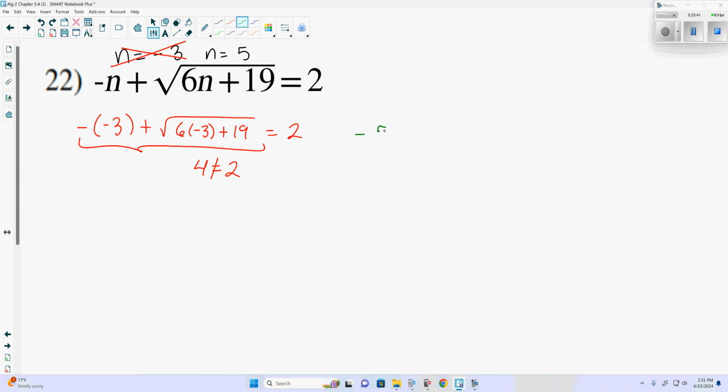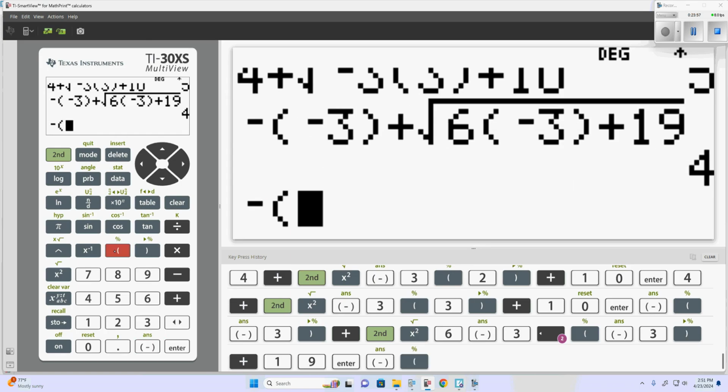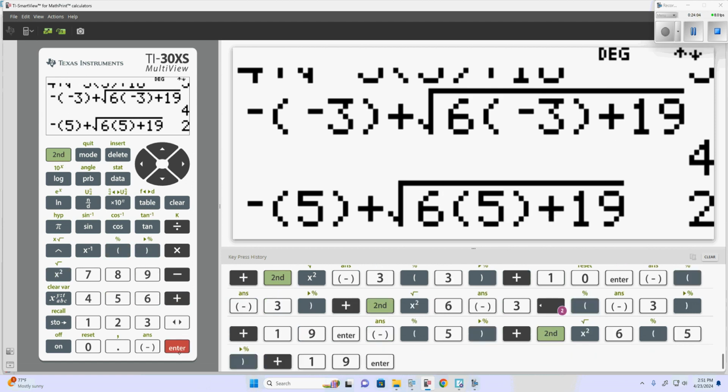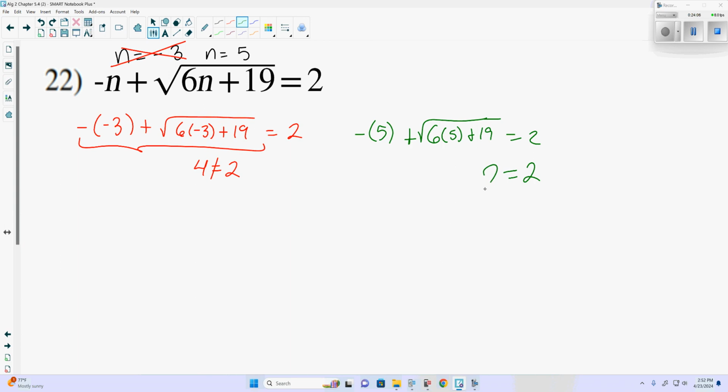So negative 5 plus the square root of 6 times 5 plus 19 is equal to 2. So again, in the calculator, we can say negative 5 plus the square root of 6 times 5 plus 19 is 2. Our only solution for this here is n is equal to 5.